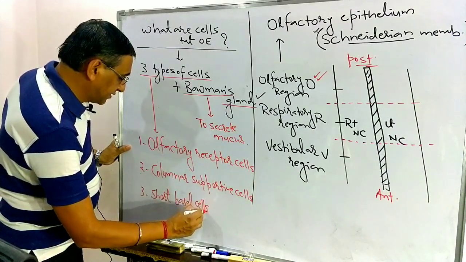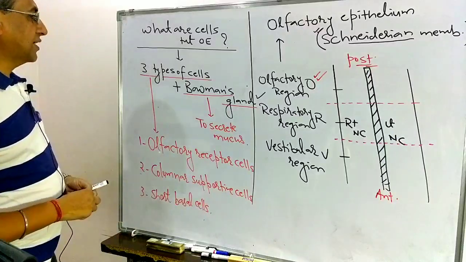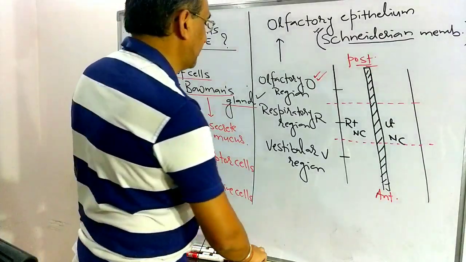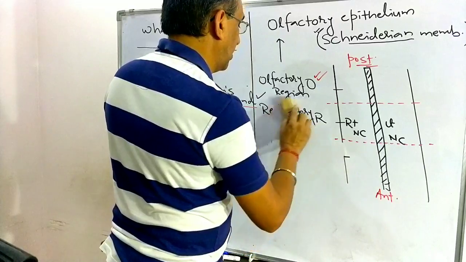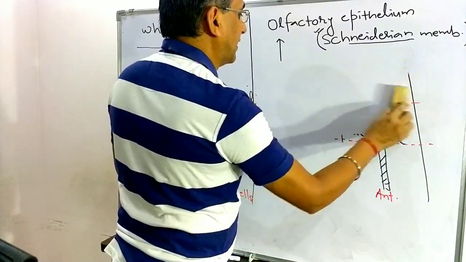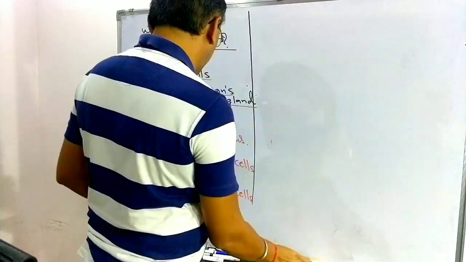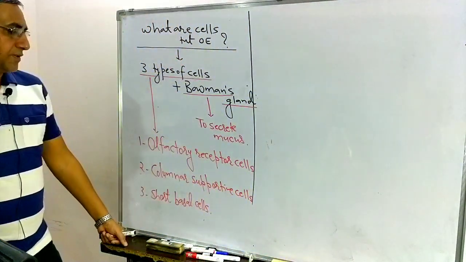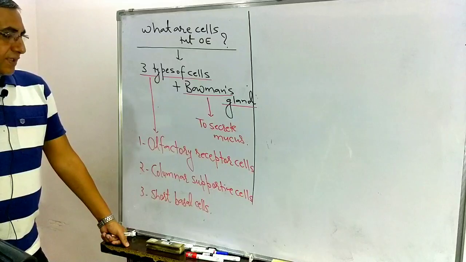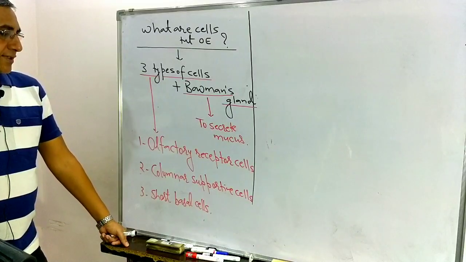Short basal cells, these are the three types of cells which are present in the olfactory epithelium. So what is present in the olfactory epithelium? Three types of cells are present: olfactory receptor cells, columnar supportive cells, and the short basal cells.